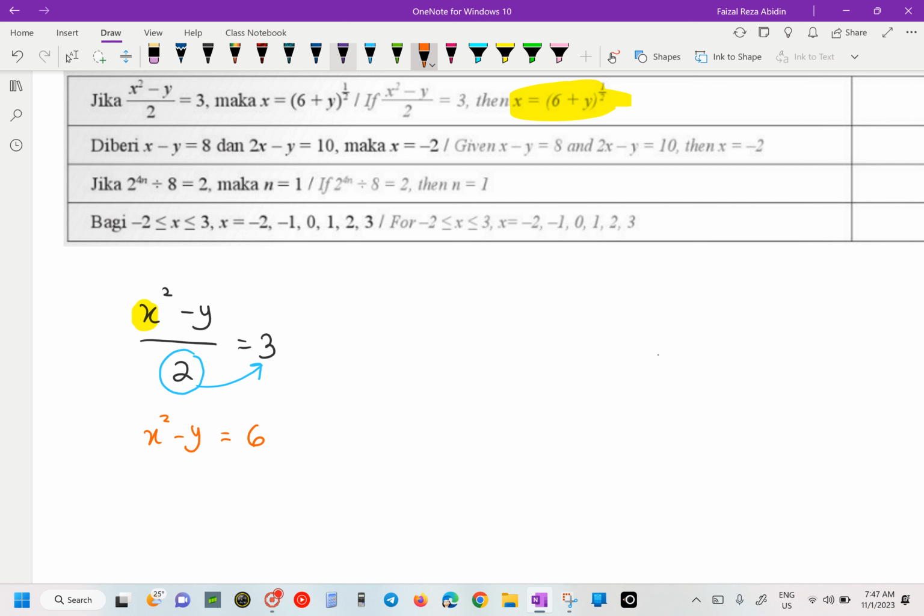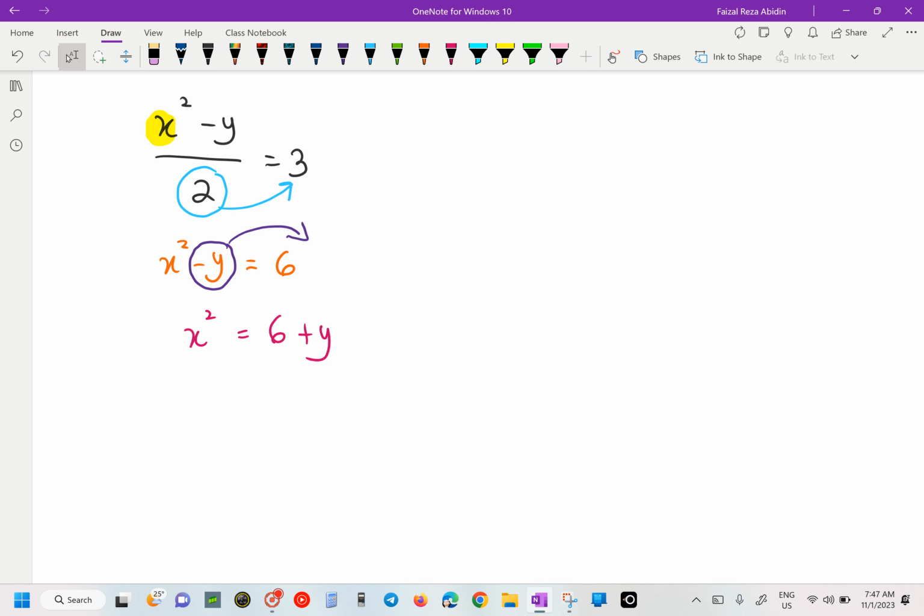Okay, next, what should we do? We are going to bring negative y to the right side. Negative becomes positive, or minus becomes plus. So you are going to write back x squared equals 6 plus y. Am I right? Okay. Next, we are going to bring our square here. So the relation, if divide becomes times, if minus becomes plus, if square, then square root. So you are going to get x equals square root of 6 plus y, isn't it?